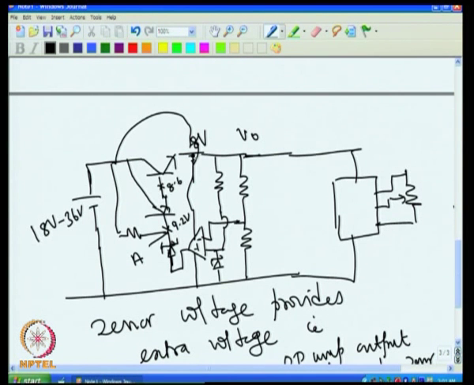Now, if I do it like this, what happens? I connect the op amp supply here. Then the supply of the op amp is much higher than what is required, because this is around 18 volt or so, and getting 8 volt is not a problem. Then you can remove this and connect directly, and even this is not required. So, it will work in the normal way.